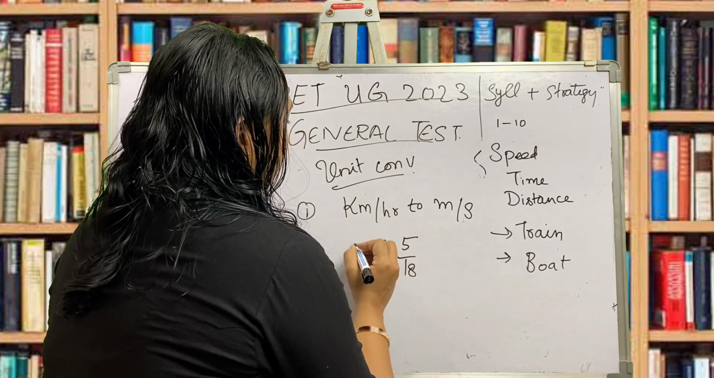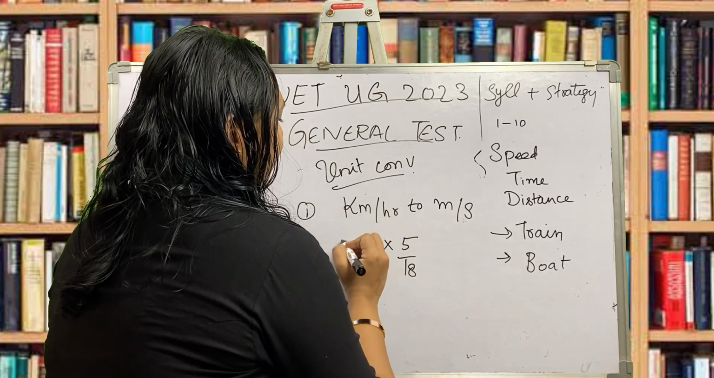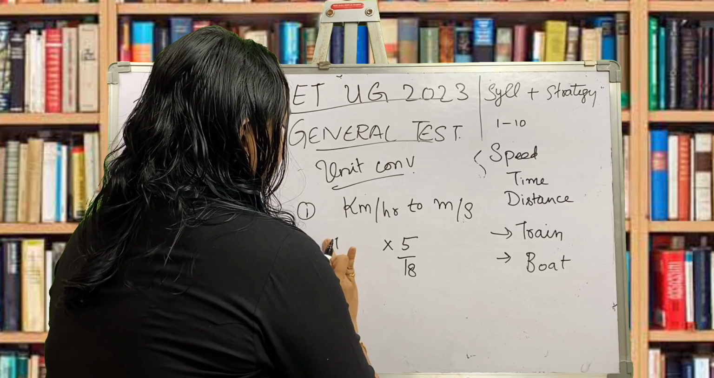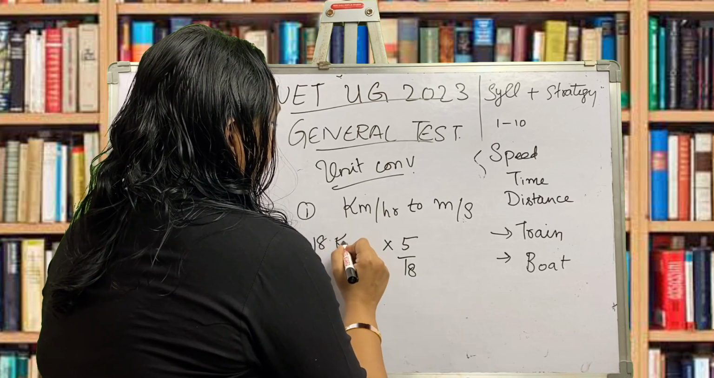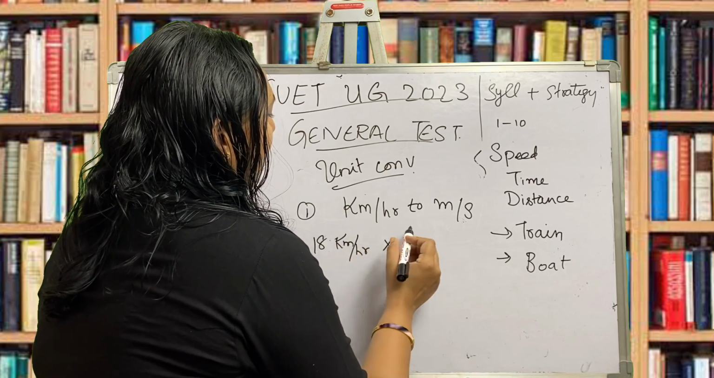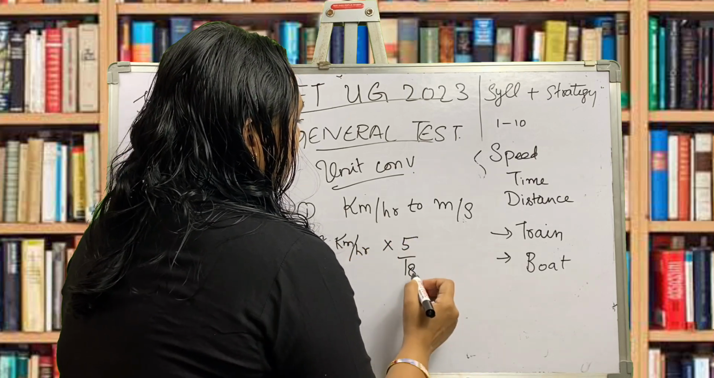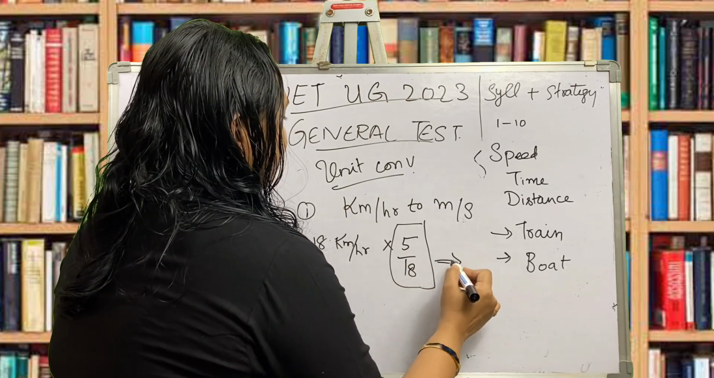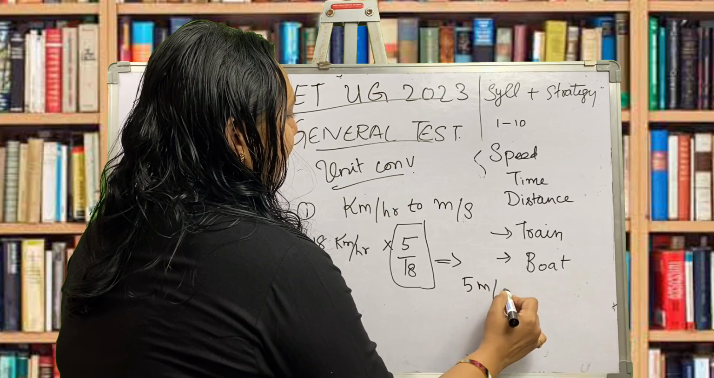Suppose you have 18 kilometer per hour as the speed of something, then how to convert this to meters per second? You have to multiply by 5 by 18. Then you will get an answer like 5 meters per second.